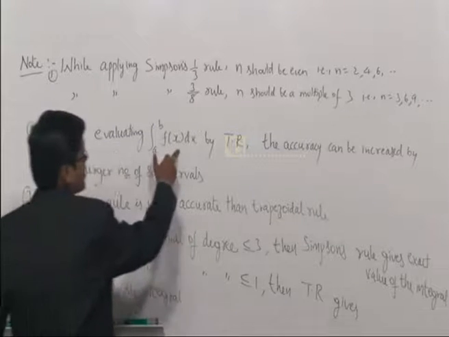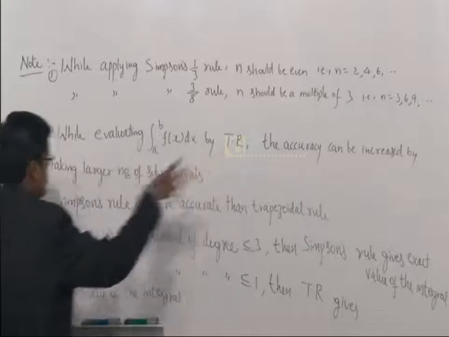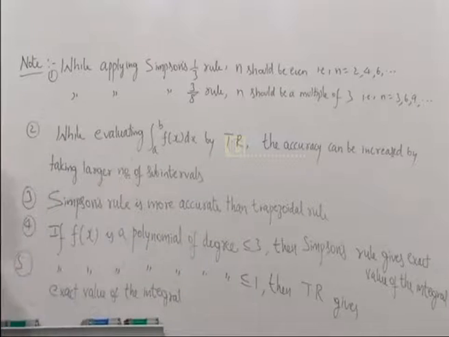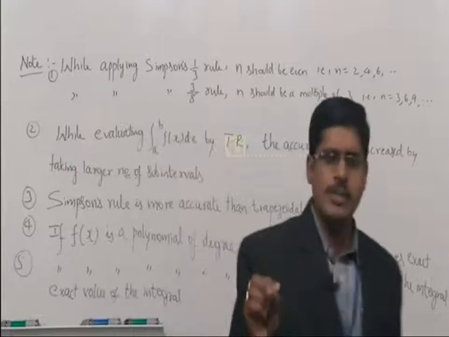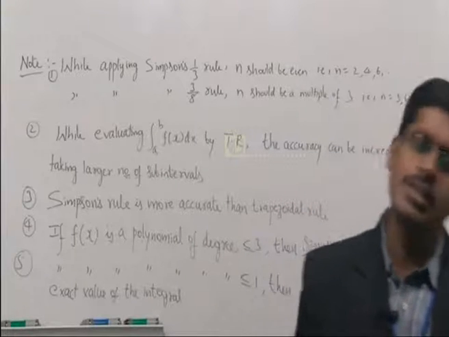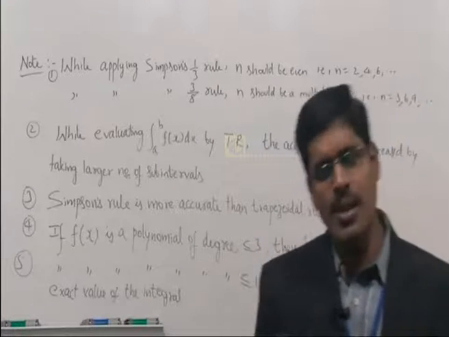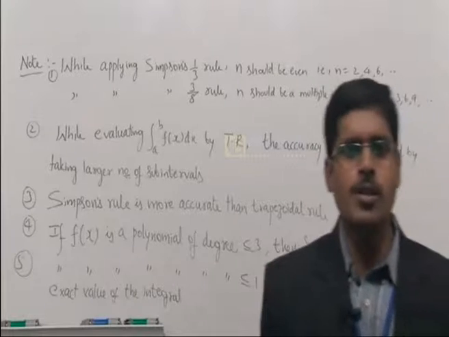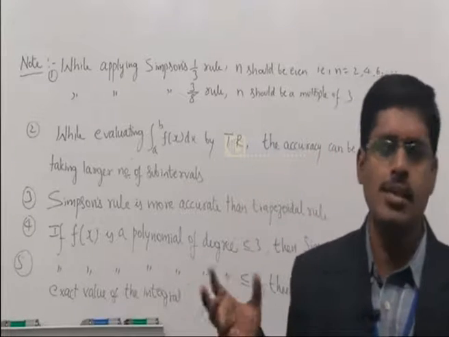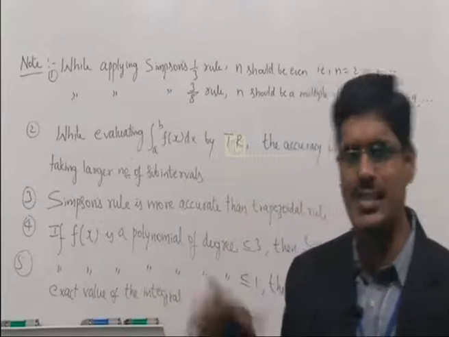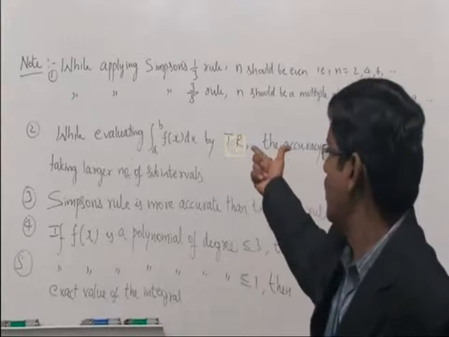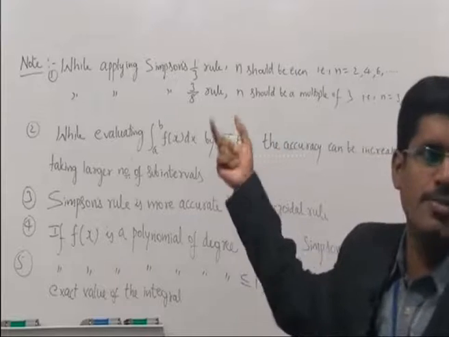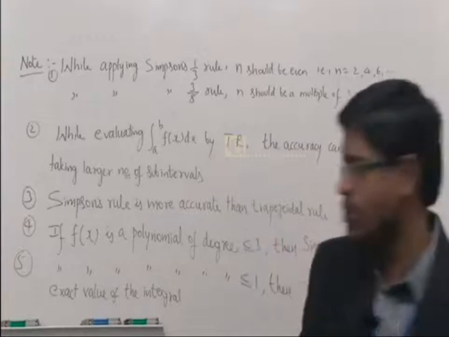But while evaluating a given integration by the trapezoidal rule, your accuracy increases by taking a larger number of subintervals. That means, for some problem, evaluate by the trapezoidal rule taking n equal to 2. Similarly, the same problem taking n equal to 4, and n equal to 6. Now you only observe the answer. When compared to the analytical answer, the exact value, your approximate value improves by taking a large number of subintervals whenever you consider the trapezoidal rule.